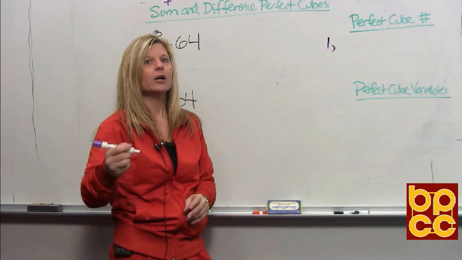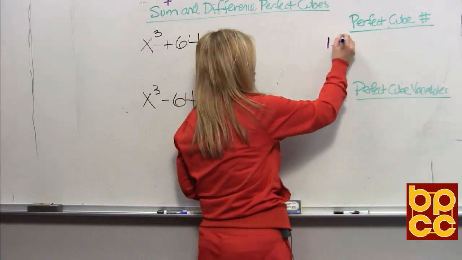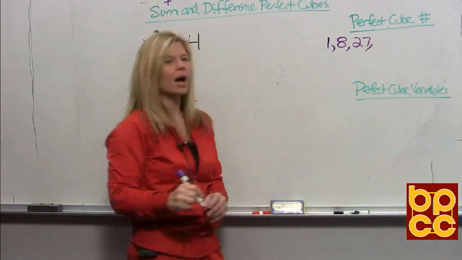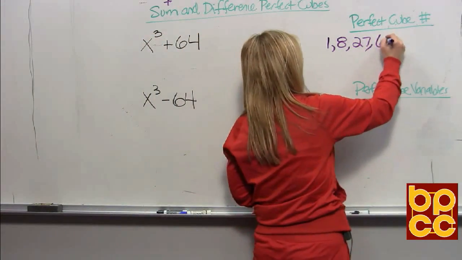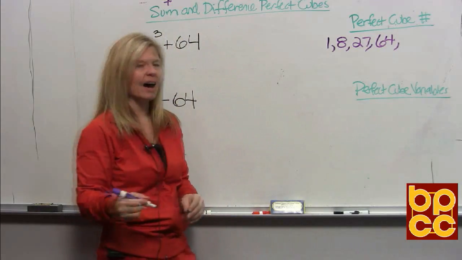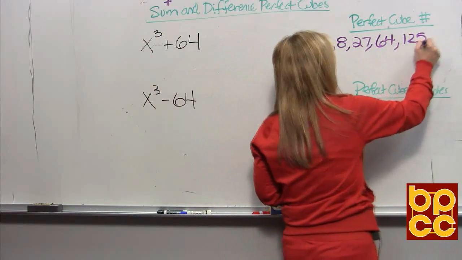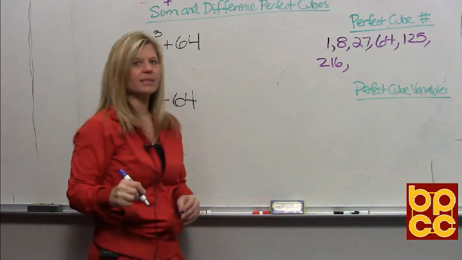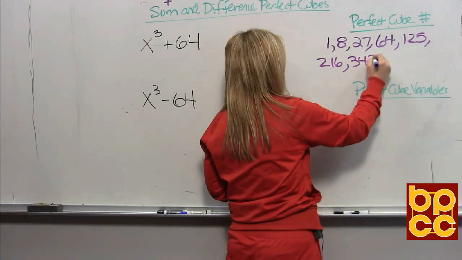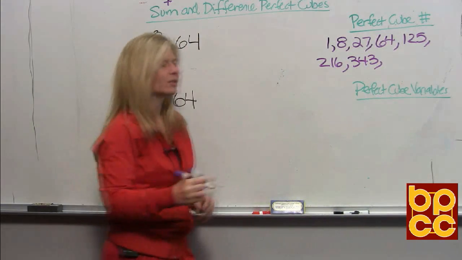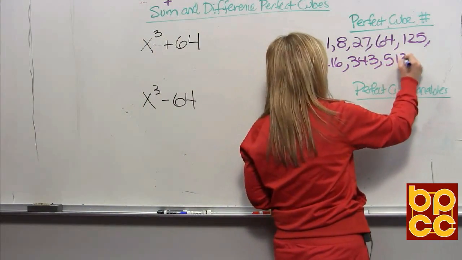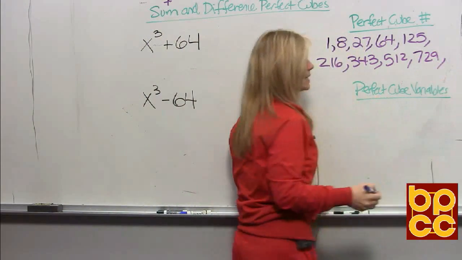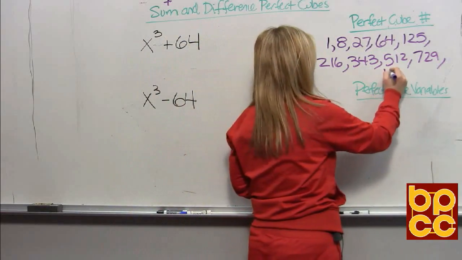So the next one would be 2 times 2 times 2, which is 8. 3 times 3 times 3, 27. 4 times 4 times 4, 64. 5 times 5 times 5, 125. 6 times 6 times 6, 216. 7 times 7 times 7, 343. 8 times 8 times 8, 512. 9 times 9 times 9, 729. And 10 times 10 times 10, 1,000.